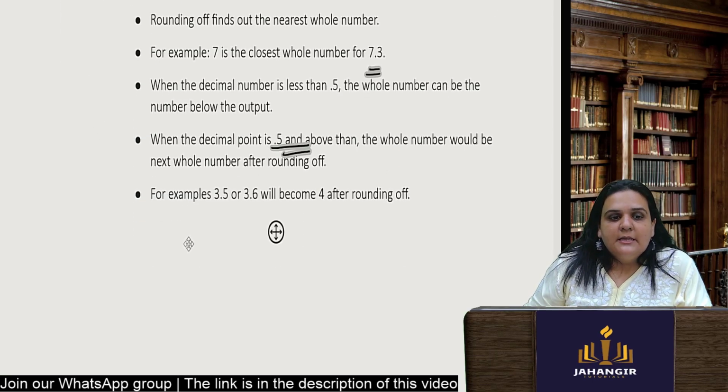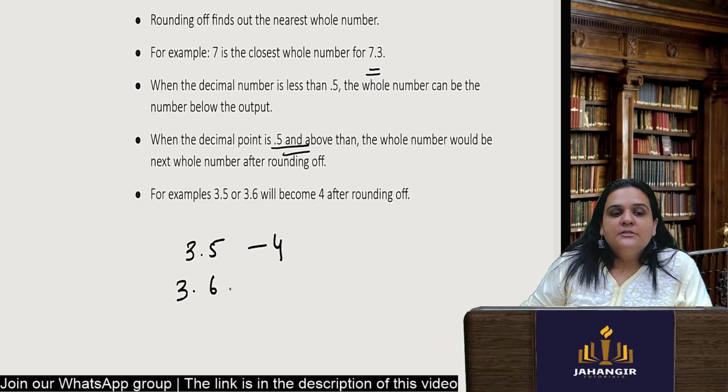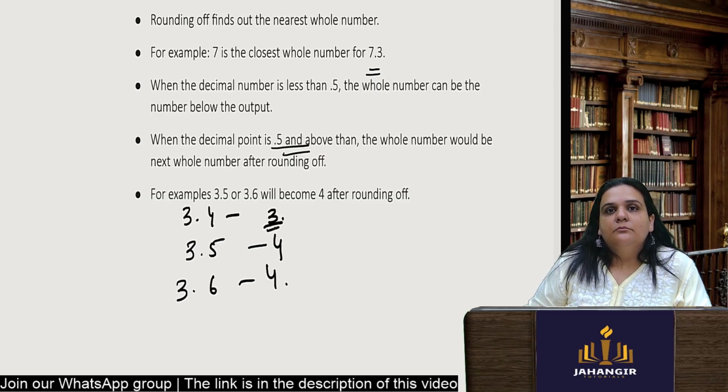So 3.5 you can round up to 4. 3.6 you can round up to 4. But if it's 3.4, you will round it down to 3.